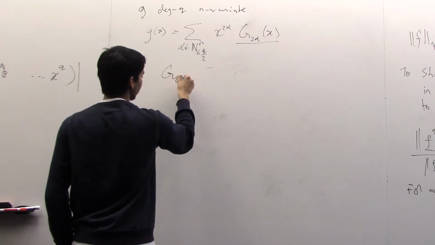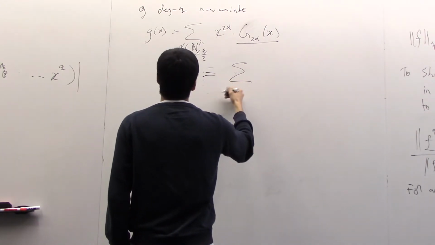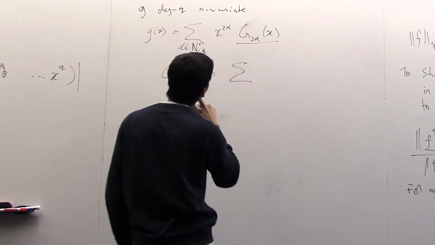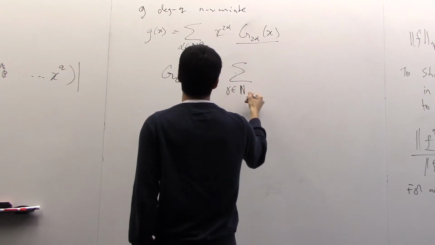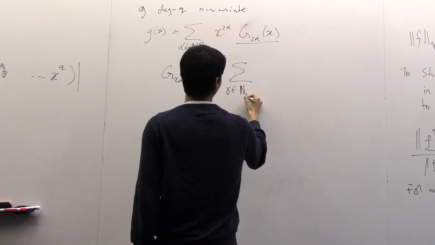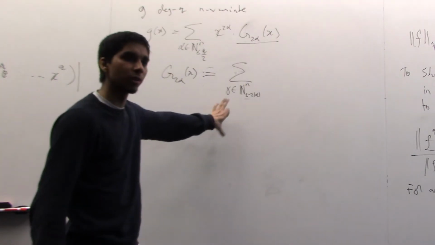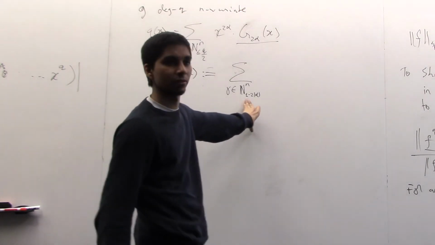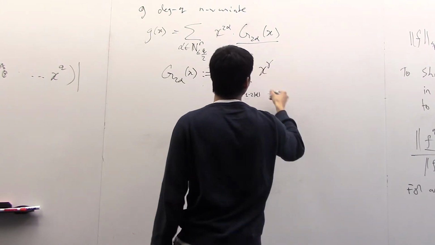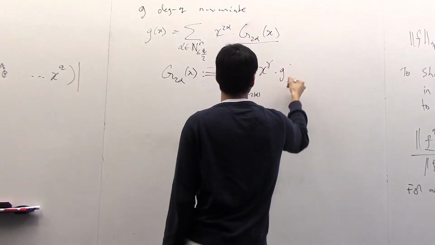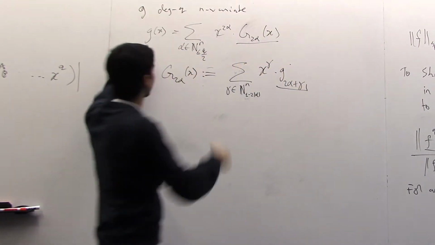Okay, so g2 alpha of x is defined to be a summation, so this is a degree q minus 2 times size of alpha polynomial. And it's going to be defined this way: x to the gamma times g to alpha plus gamma, where this is the corresponding coefficient of the original polynomial, little g.